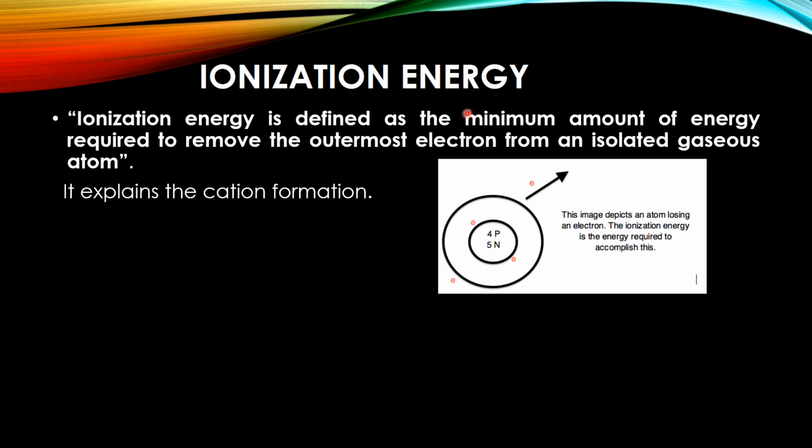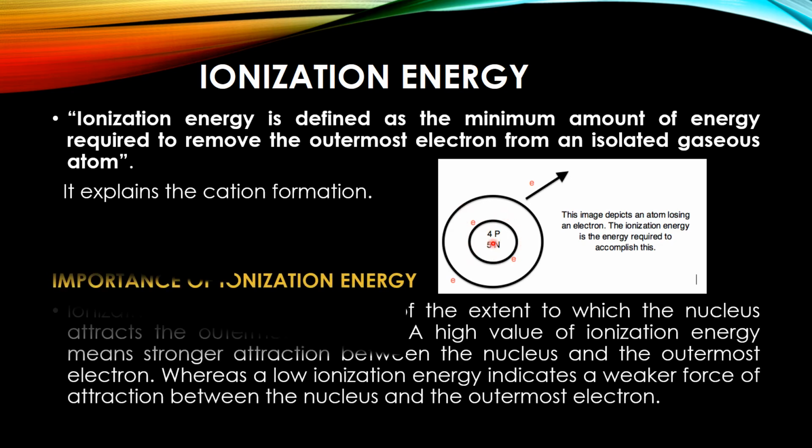And you can see that ionization energy explains the formation of cations. As in this picture you can see that the electron is removed, and when the electron is removed, the remaining electrons are 3 and there are 4 protons. So the positive charge is increased. It explains the formation of the cation. So ionization energy explains the formation of the cation.